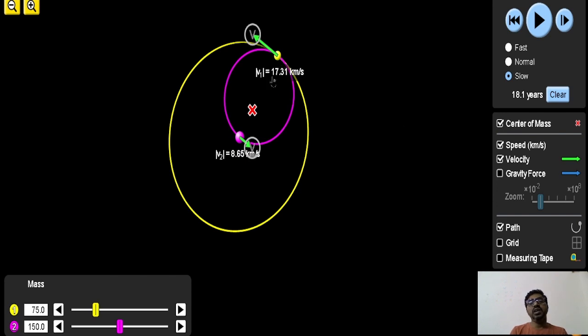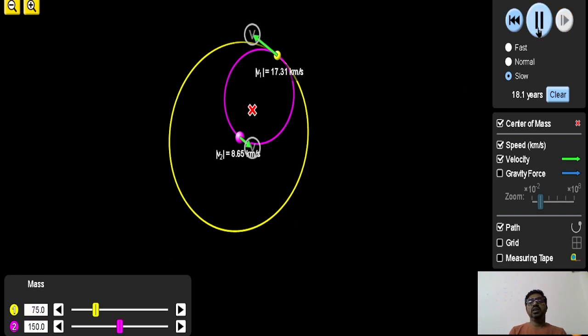The yellow one has a velocity of 17.31 kilometers per second, and the purple one has 8.6, where the heavier one will have a lesser radius of curvature at any moment. So that's what you have, 17.31 and 8.65, meaning approximately double, 1:2. Of course, you see the masses are also in the ratio 1:2.